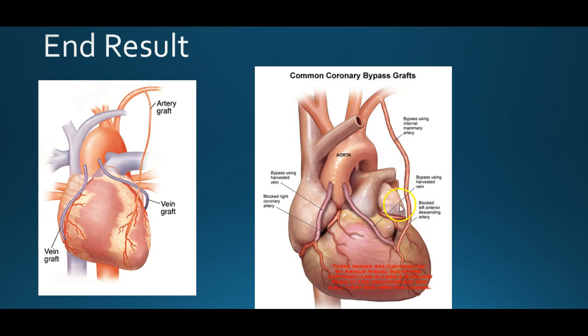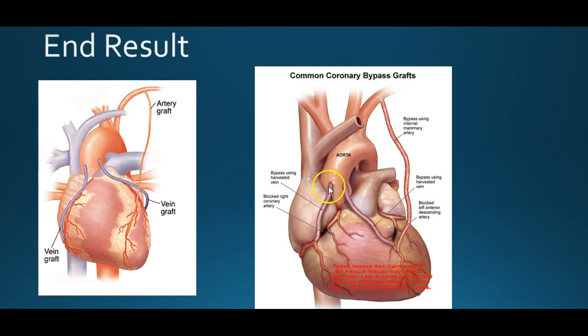The mammary artery was cut from where it usually resides in the heart and brought further down to connect to this little branch, the medial distal 1/3 of the descending. So this is where they corrected the blockage and bypassed blood flow from here to feed these smaller vessels. And then what they're saying is bypass using a harvested vein to another coronary artery.